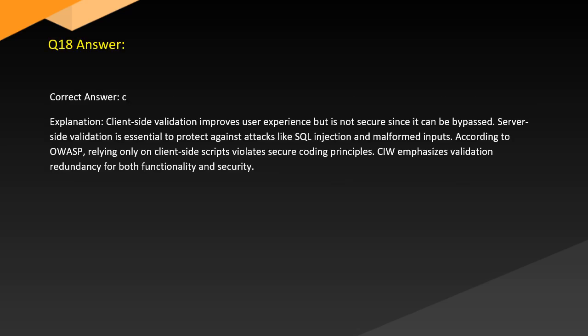Answer. Correct answer: C. Explanation. Client-side validation improves user experience but is not secure since it can be bypassed. Server-side validation is essential to protect against attacks like SQL injection and malformed inputs. According to OWASP, relying only on client-side scripts violates secure coding principles. CIW emphasizes validation redundancy for both functionality and security.